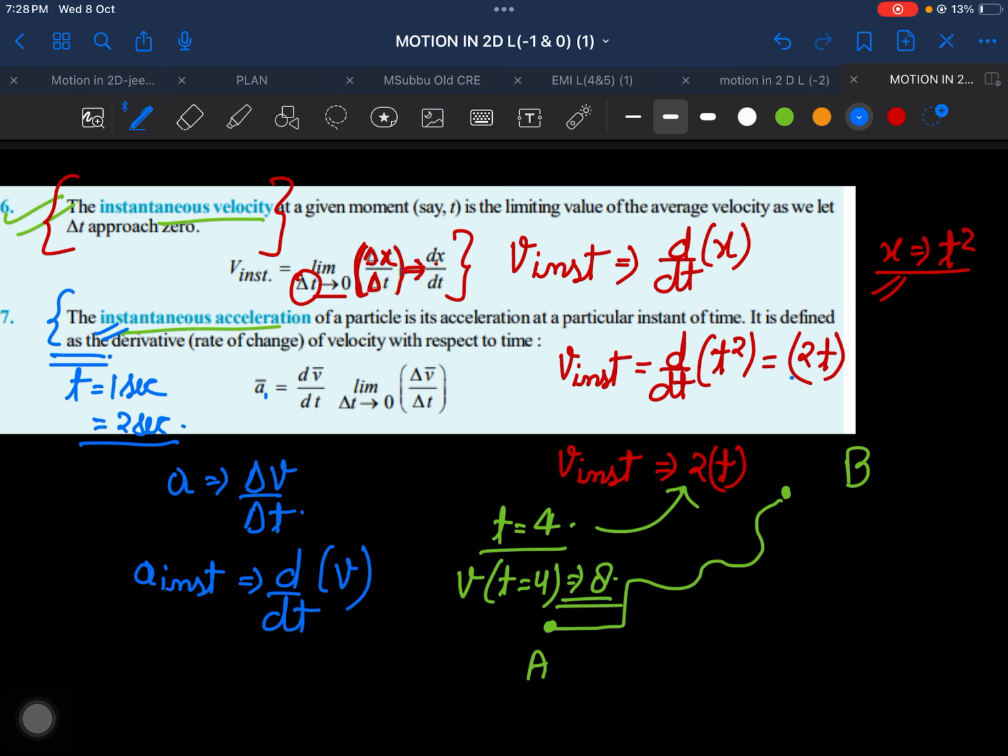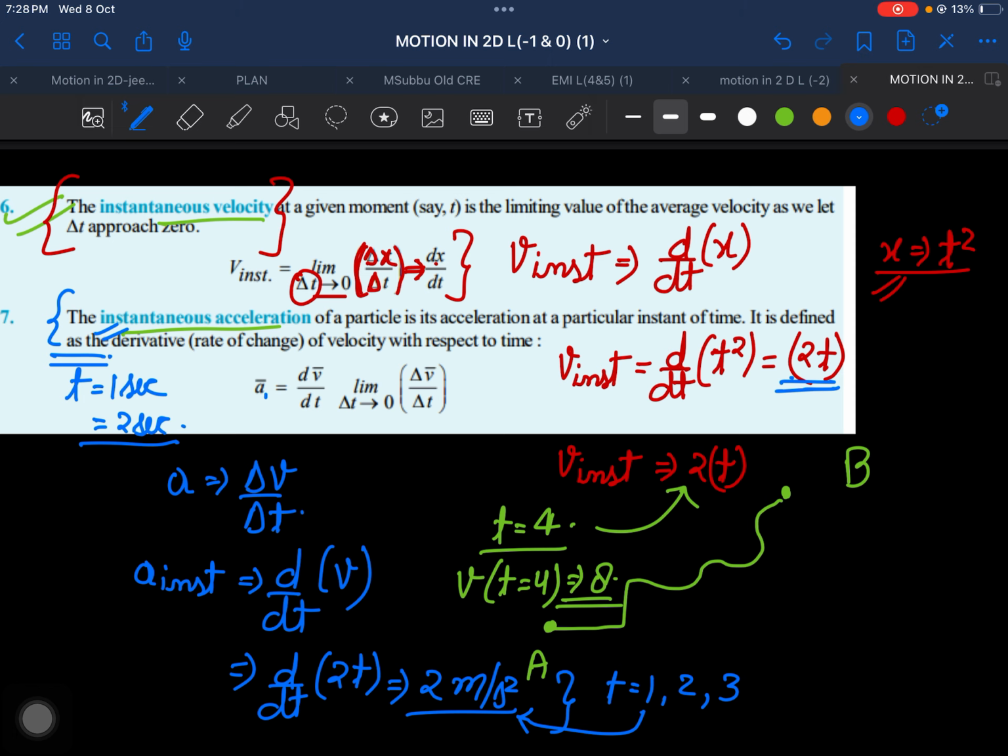If we take this example only, then the differentiation of 2t will be simply 2 meter per second square, because it is acceleration. Now you can put t equals 1, t equals 2, t equals 3, and you will have your acceleration from this. I hope this is very much clear.